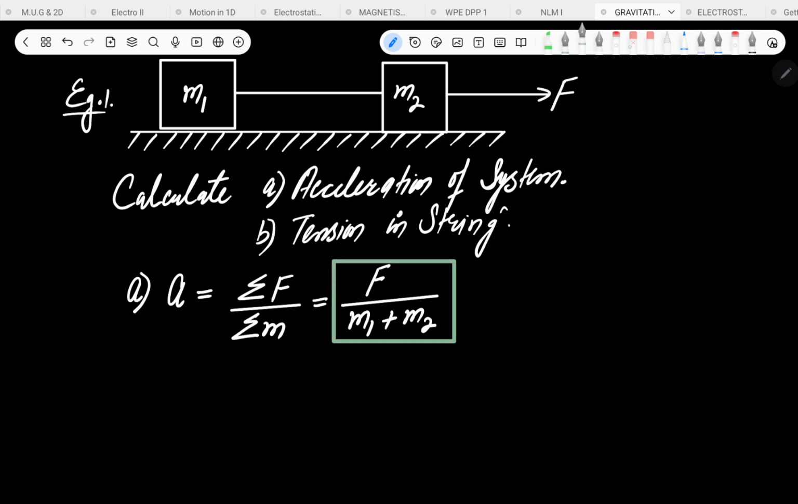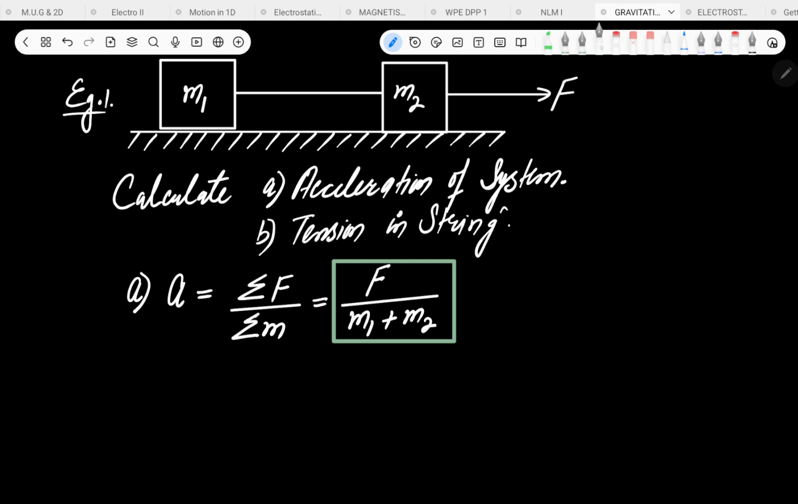Now since these two blocks are connected with the help of this string, the acceleration of both the blocks will be the same, and that comes out to be F divided by M1 plus M2. I hope that it's clear to you.